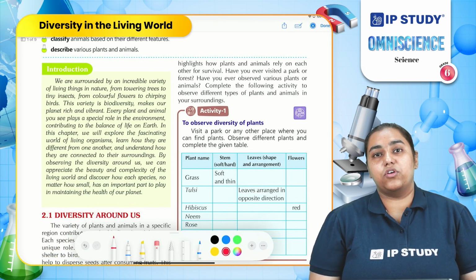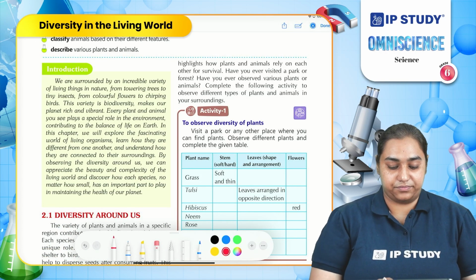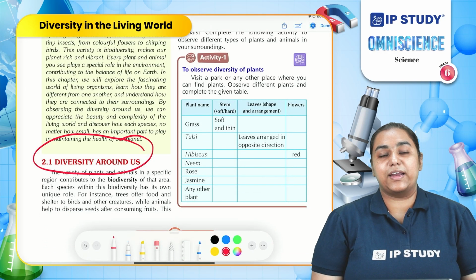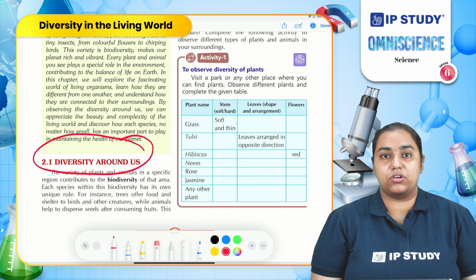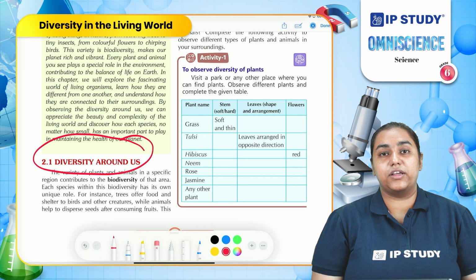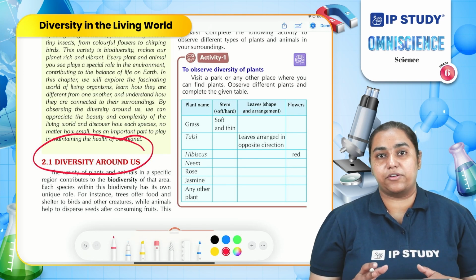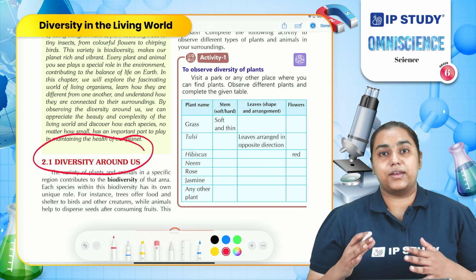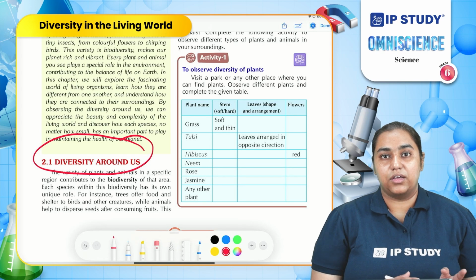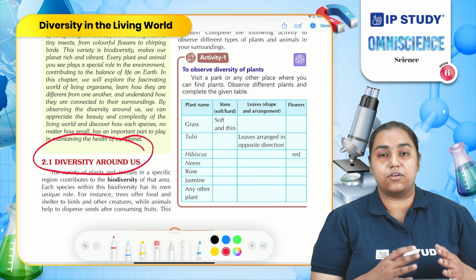Today, we are going to learn about biodiversity and different aspects of diversity in detail. First is diversity around us. All the varieties of plants and animals you are seeing around yourself is biodiversity. It is the biodiversity of a particular area, which means a different area might have a different type of biodiversity. For example, plants and animals of the mountain region are different from the plants and animals of the desert region. So the biodiversity of the mountain region is different from the biodiversity of the desert region.